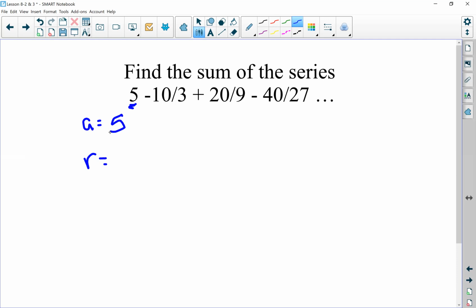And for me on this one, it's easier to see going from the second term to the third term, but that's just me. What's that? Negative 2/3. So the sum is A divided by 1 minus R.